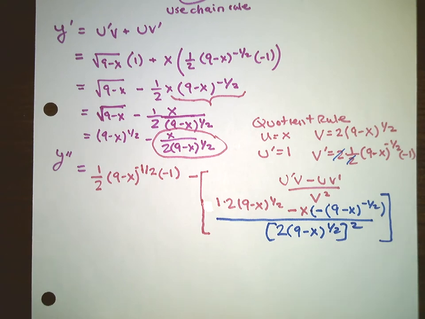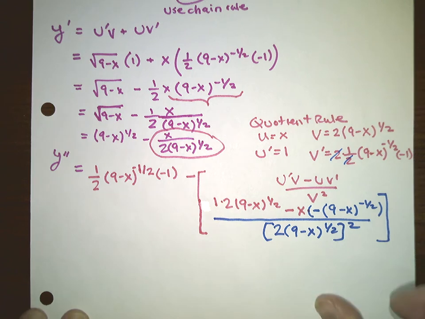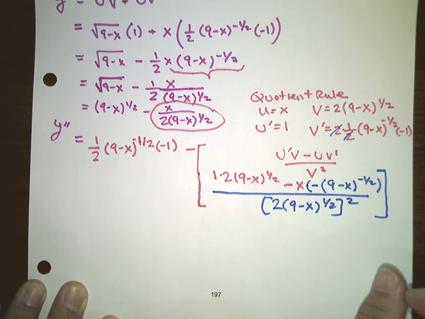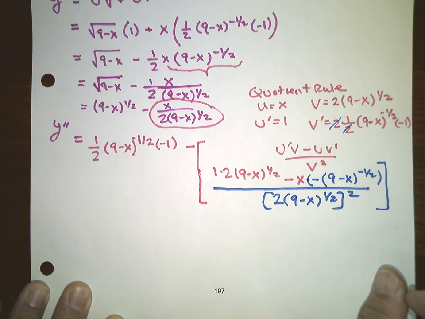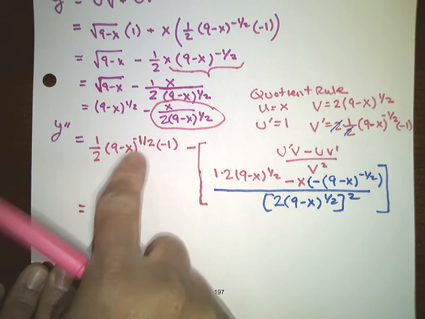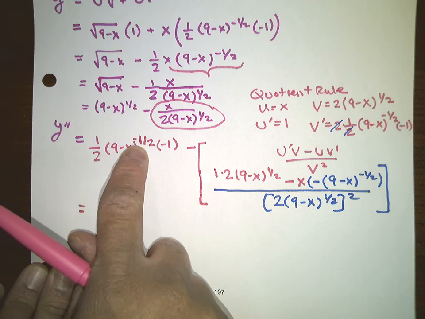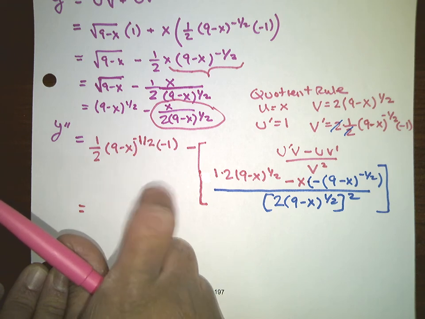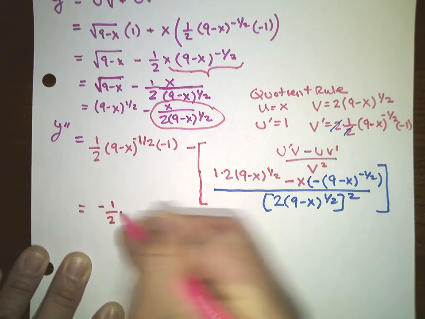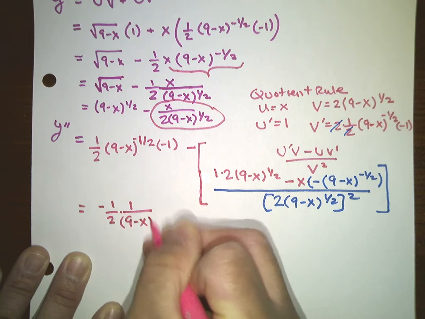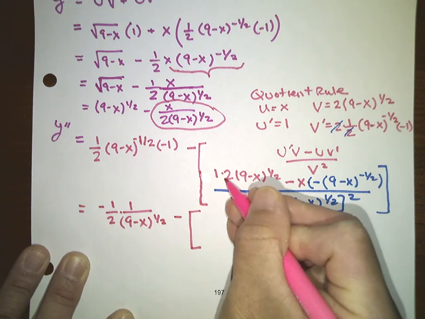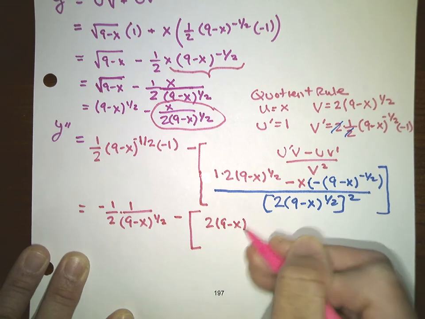All right, so now let's go ahead and simplify this. This is, in my opinion, quite a lot to simplify here. So let's go ahead and look at this first part. I'll bring this 9 minus x to the negative 1/2 power to the denominator so it can be written with a positive exponent. So it's negative 1/2 times 1 over 9 minus x to the 1/2 power. Then we have minus 2 times 9 minus x to the 1/2 power.